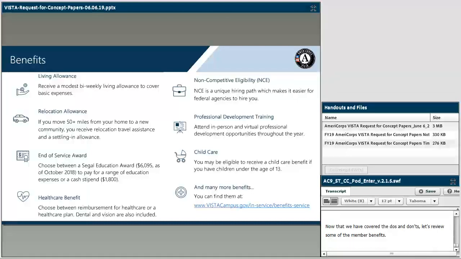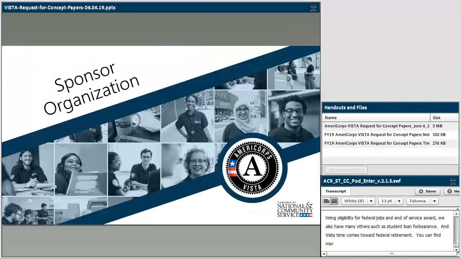If you become a VISTA sponsor, you'll want to know all of the benefits available to VISTA members so that you can support them and inform candidates during the recruitment process. In addition to benefits, which range from a living allowance, non-competitive hiring eligibility for federal jobs, and an end-of-service award, we have many others that aren't listed, such as student loan forbearance, not to mention the fact that only AmeriCorps VISTA service time counts toward federal retirement. This concludes the portion about member benefits. You can find more information about VISTA member benefits on the VISTA webpage.